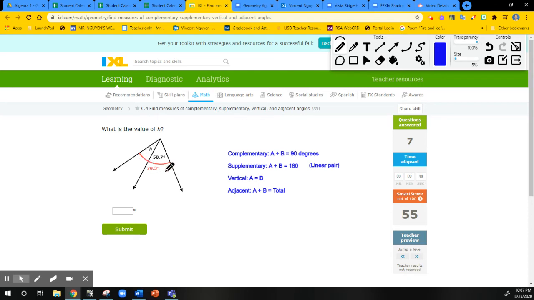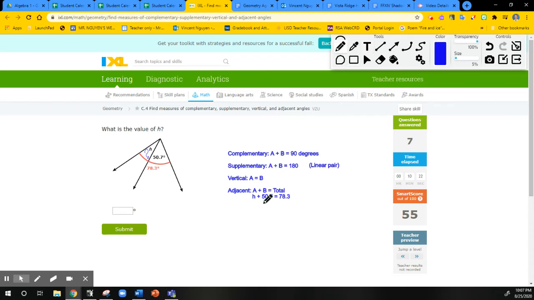Okay, this one is a little different. They give you the total, which is 78.3, and you are missing one of them. You're missing a smaller one. So this is when you do subtraction, right? So what you do is you set up this relationship here. You have angle H that's missing, plus 50.7, and that's going to give you the total of 78.3.